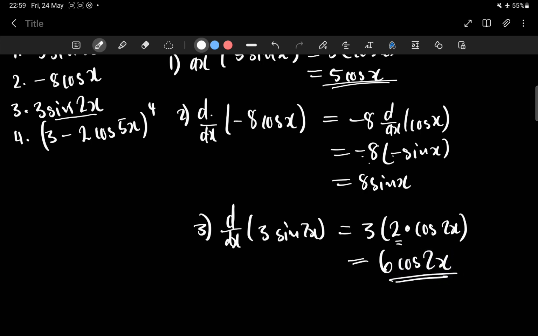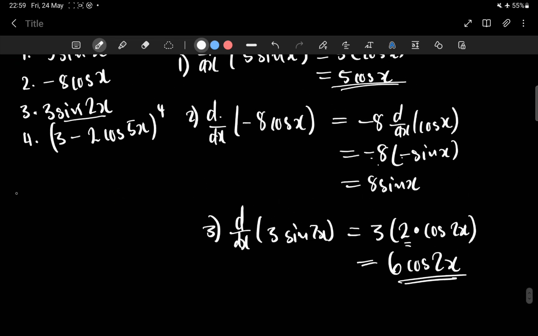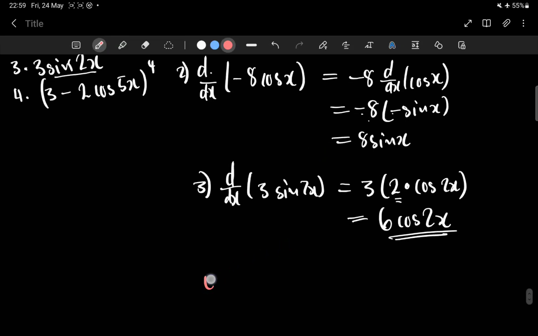What about if it was saying the derivative of 3 cos 2x? We would say 3 comes outside. Then let's say we wanted that. Okay, we'll do it as the last thing. Let's first do part 4.